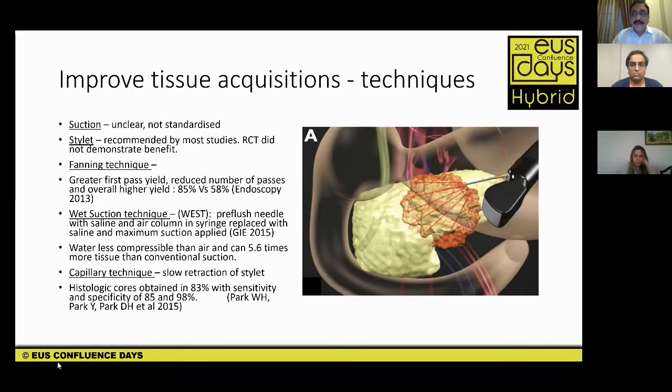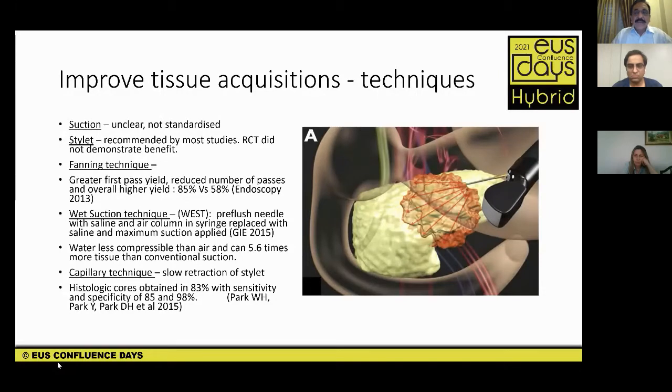Use of a stylet is recommended by most experts. However, randomized controlled trials have not demonstrated any significant benefit for use of the stylet. People use the stylet to push out the tissue which might have come in during the puncture through the walls while reaching the target tissue. The most important technique, which probably we should discuss today, is the fanning technique to improve the tissue yield, which was described in 2013 by Dr. Shyam Varadarajulu and the group.